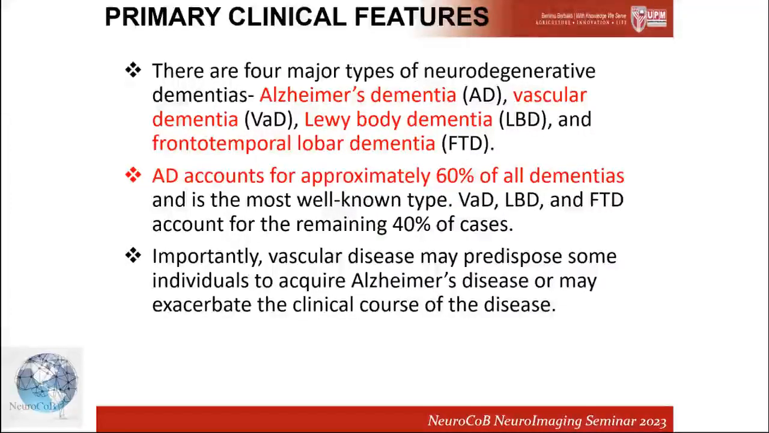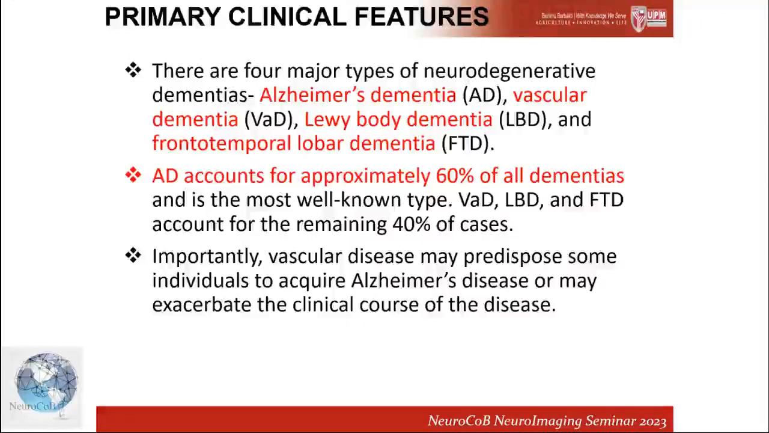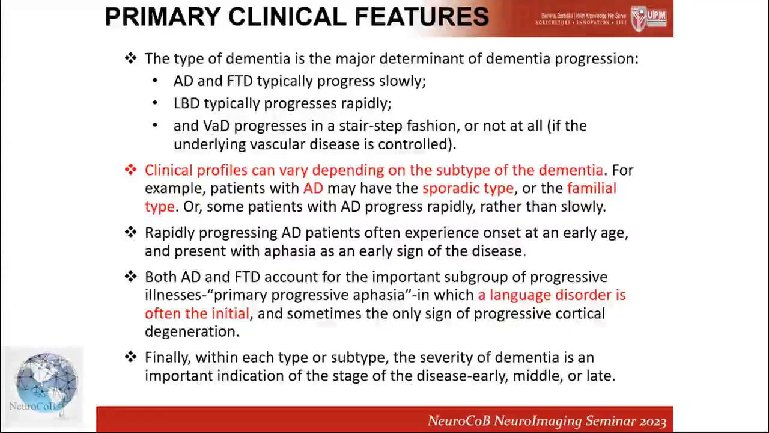So there are four major types of neurodegenerative dementias. So the Alzheimer's dementia, vascular dementia, Lewy body dementia, and also frontotemporal lobar dementia. So this is based on the primary clinical features, like I said, dementia, Parkinsonism, or motor neuron disease. So I will talk about dementia first. Okay. So Alzheimer disease accounts for approximately 60% of all dementia. Okay. So the vascular dementia, Lewy body, and also FTD account for the remaining 40% of the cases. So importantly, vascular disease may predispose some individuals to acquire Alzheimer's disease or may exacerbate the clinical course of the disease. So the type of dementia is a major determinant of dementia progress. Okay, so that's why the clinical history is important.